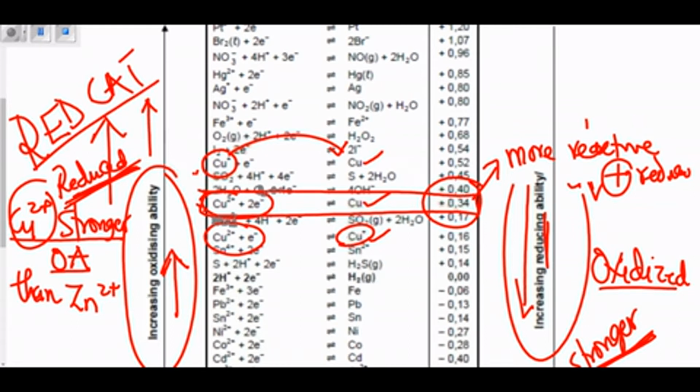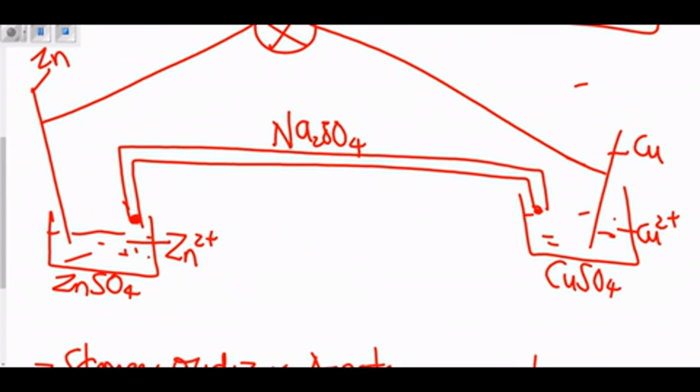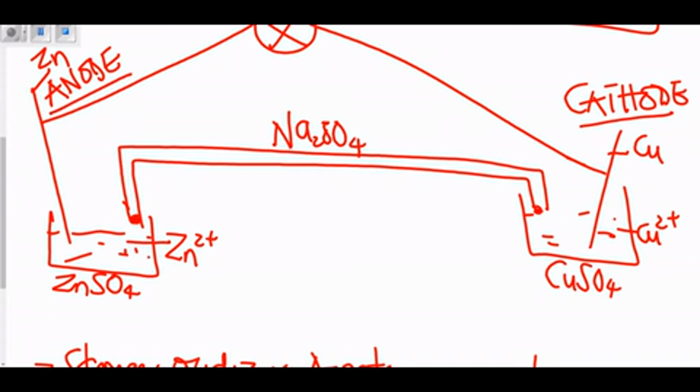Reduction will always take place where? At the cathode. Okay, let's go back to our diagram. This is where we have copper, so this is going to be our cathode. And this is going to be, obviously, our anode. Is that clear? So we have the anode, and then we have the cathode. Remember, what takes place at the anode is oxidation, and what takes place at the cathode is reduction.